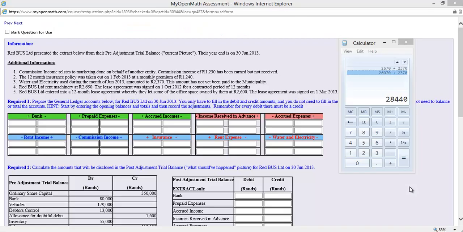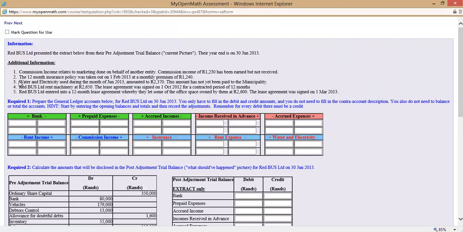Let's quickly look at an example of this. Number 3: water and electricity used during the month of June 2013 amounted to 2370, and this has not yet been paid. It's not yet been paid, but it has been used during June. So we've used it, we've not yet paid. That means we owe money, so we need to incur and add to our expenses to show the true picture.